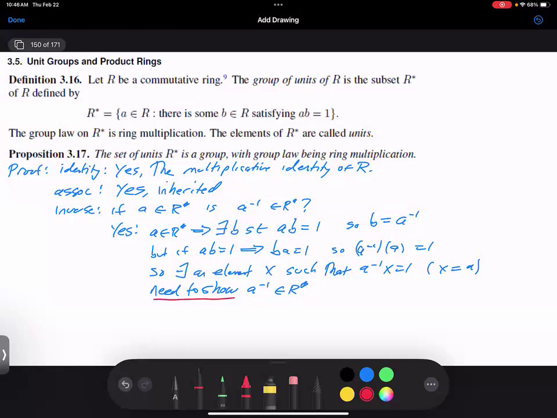Okay, well, where are we living? We're living in the set of elements A such that there's some B on the right, such that A times B equals 1. So we need to show A inverse is in R star. But what does A inverse equal? So what is the inverse of A inverse equal to? A. So since the inverse of A inverse equals A, and we assumed A is in R star, then we're good.